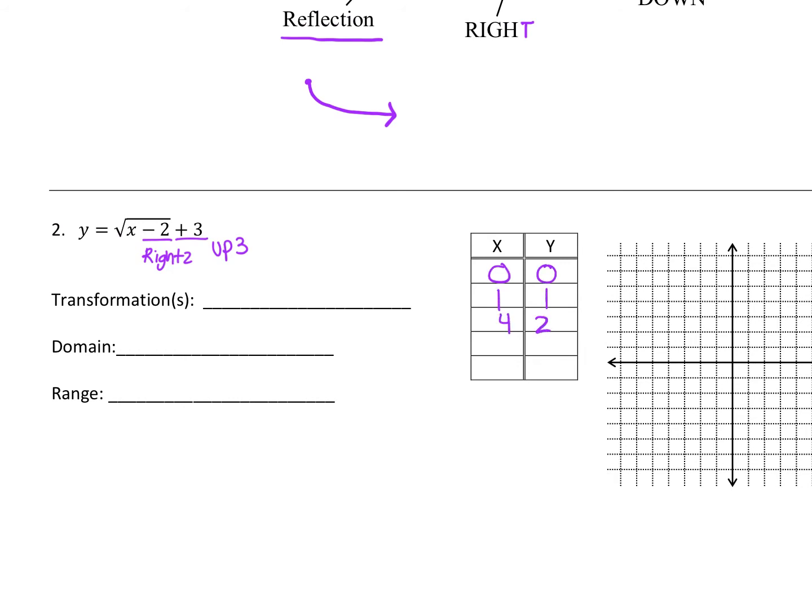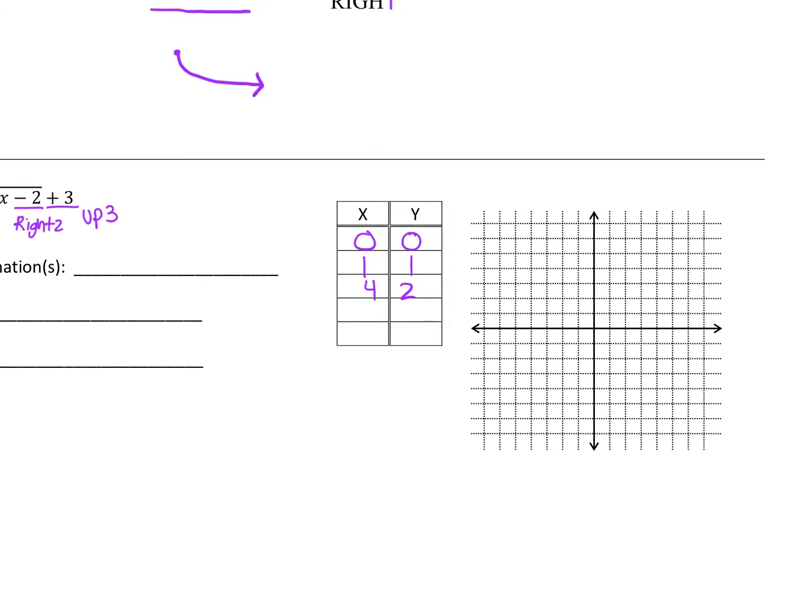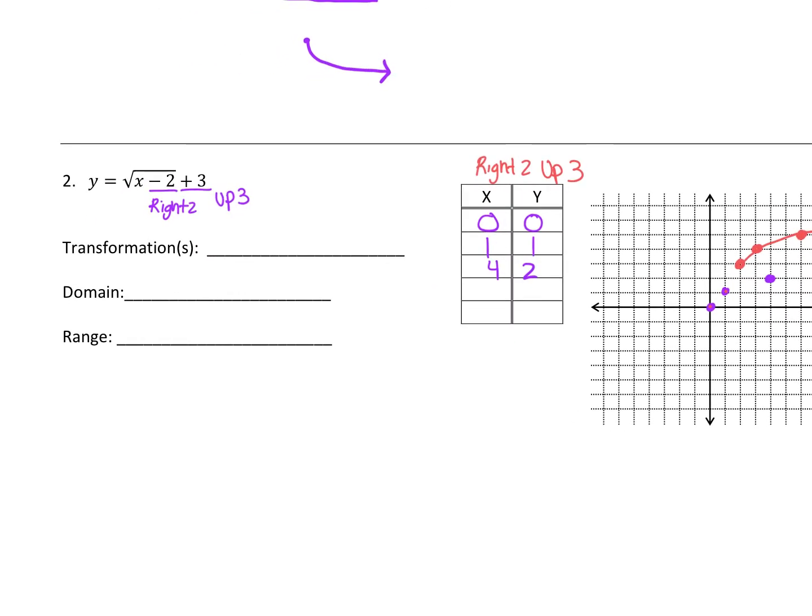Now I'm going to plot these points, and then I'm going to transform them. So I'm going to plot (0, 0), (1, 1), (4, 2). But now I'm going to move all of those points right 2 and then up 3. Starting at (0, 0), if I go right 2, up 3, it would be right there. Starting at this (1, 1), if I went right 2, up 3, it'd be right there. And then this (4, 2), if I went right 2, up 3, it'd be right here. So the graph of this function is my red one. I just moved those points to the transformation. So what were my transformations? They were right 2, up 3.